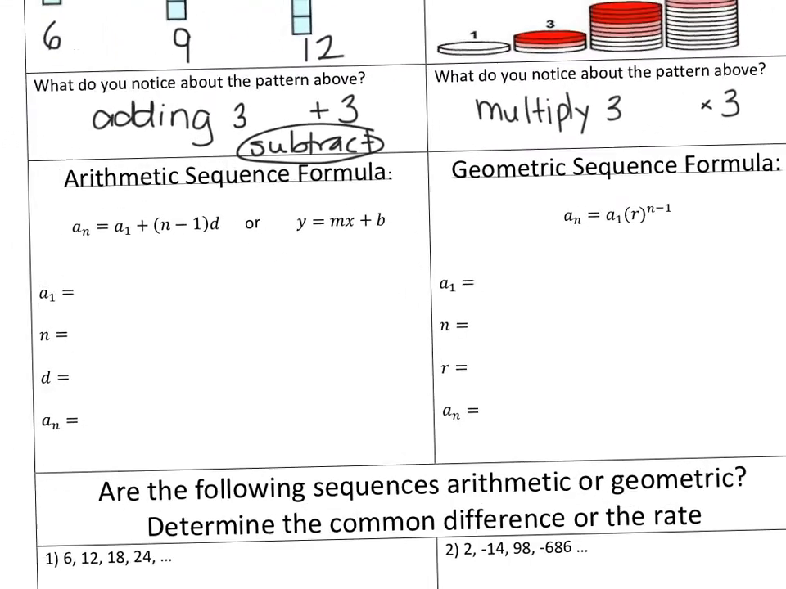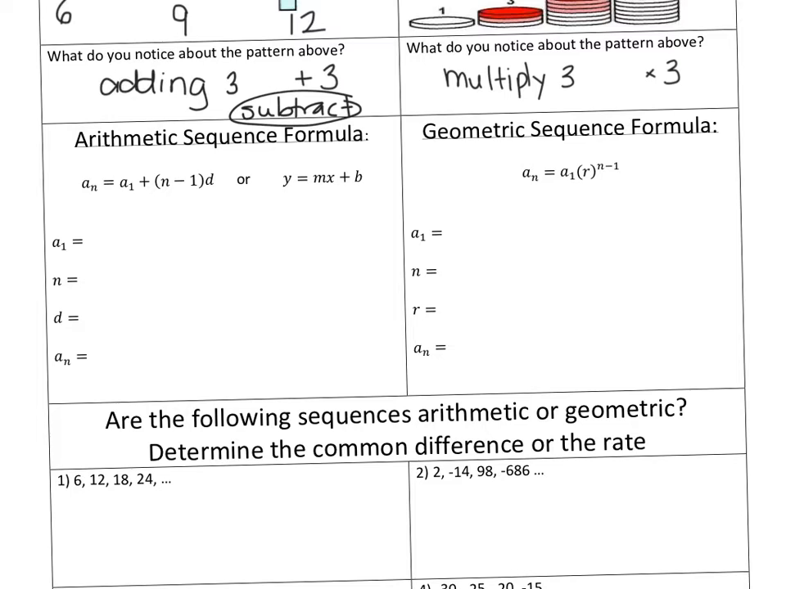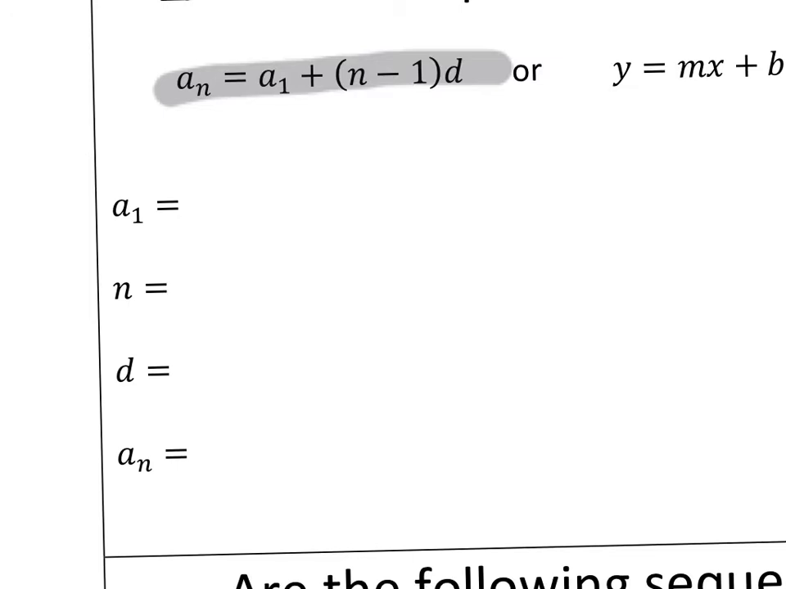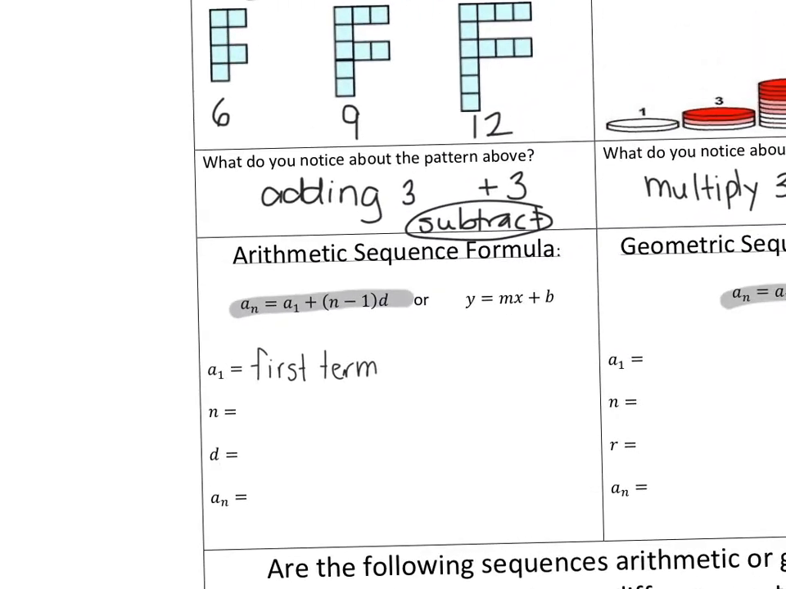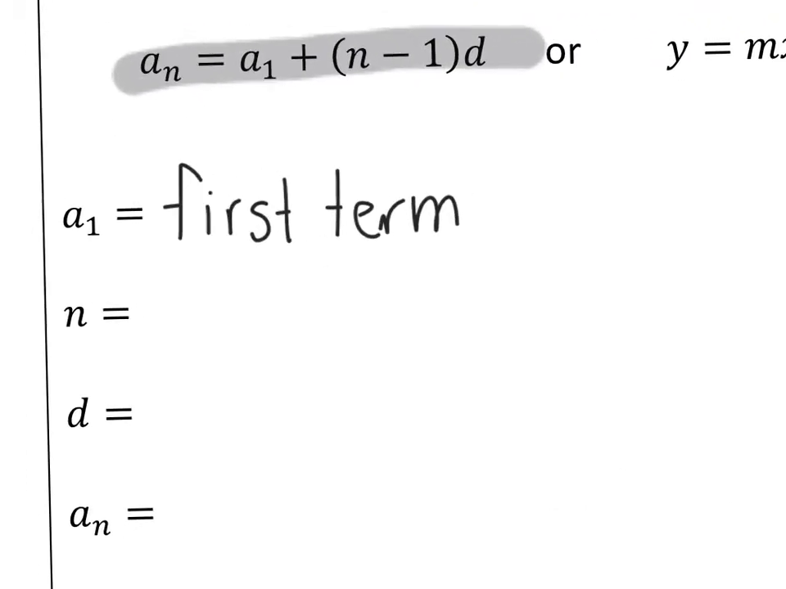So the next part are 2 formulas here that you're given on the final exam. This one here and this one here. So I'm just going to go through what those pieces of the formula actually mean. So A1 in this case represents the first term. So the first number we saw in the sequence. So if I go back up to my beginning sequence, it was 6, right? So 6 would go in that place.